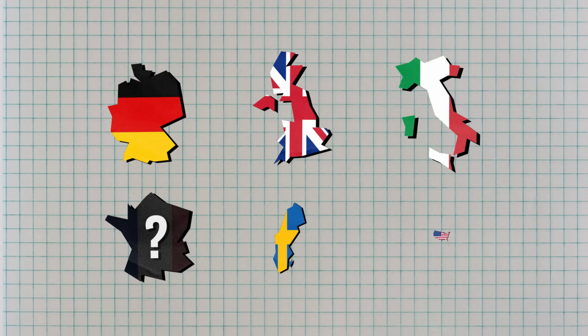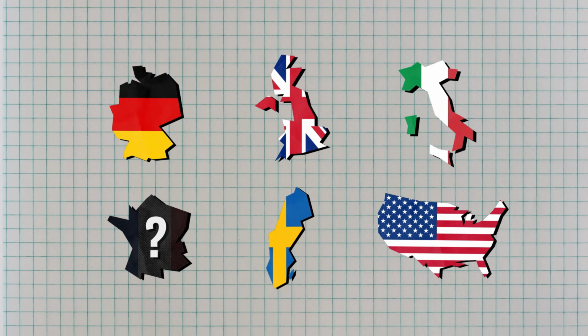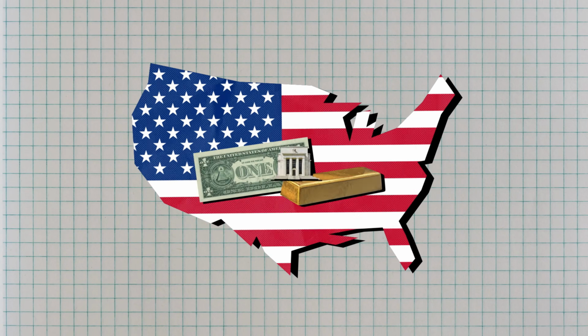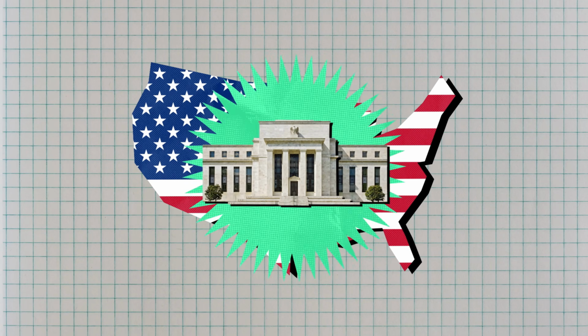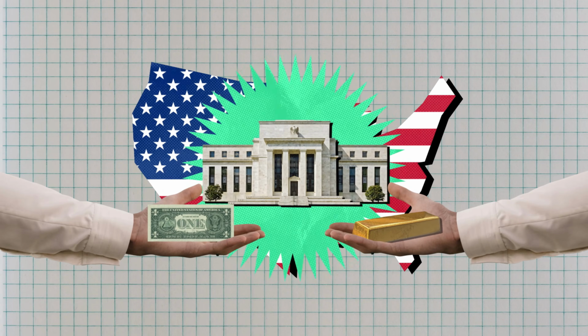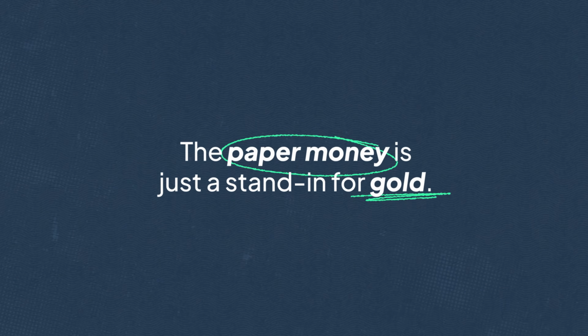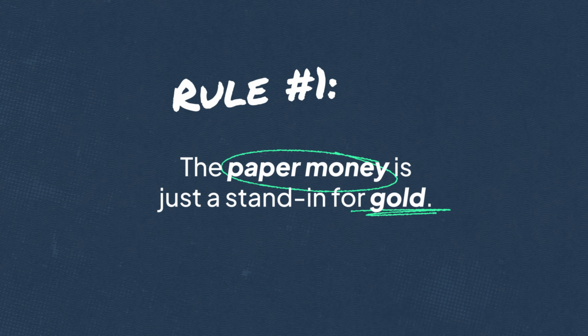Okay, here's how the gold standard works. Each country sets their exchange rate. Say in America, it's $1 for 1 ounce of gold. That means at any time I can go to the government and say, I want gold for this, and they have to give it to me. The paper money is just a stand-in for gold. That's rule 1 of the gold standard.